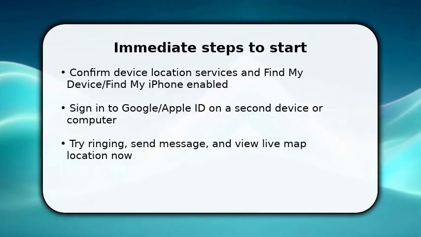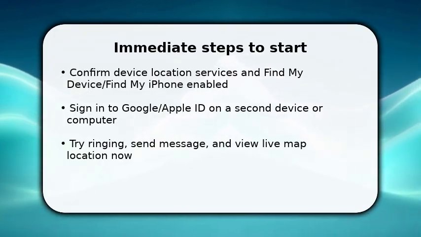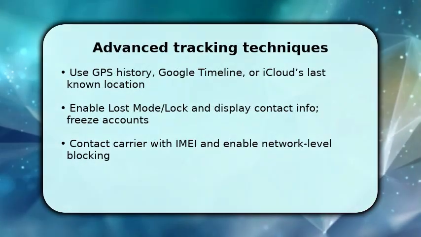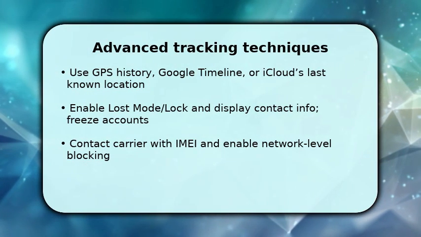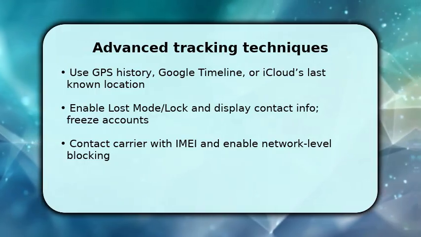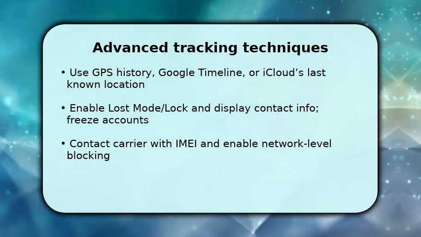Once you have a location window, switch to deeper tools. Check Google Timeline or iCloud's last known position for movement patterns and timestamps. Enable Lost Mode or Activation Lock to prevent use and display a contact number on screen.